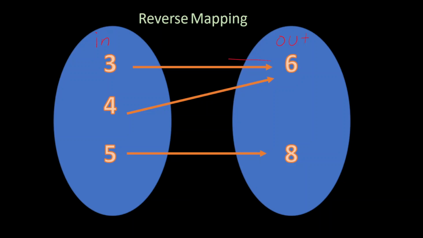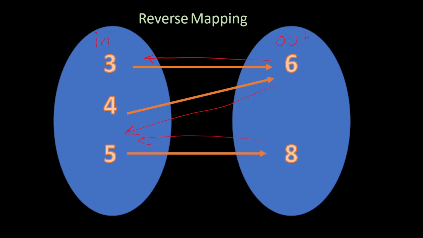So in this case, the 6 would go to the 3, and the 6 would go to the 4, and the 8 would go to the 5. So this would not be an invertible function, because now if we're looking at it from right to left, the 6 is repeated twice as an x value, which means that it's not a function, because in order for something to be a function, it has to have a distinct input for every output.